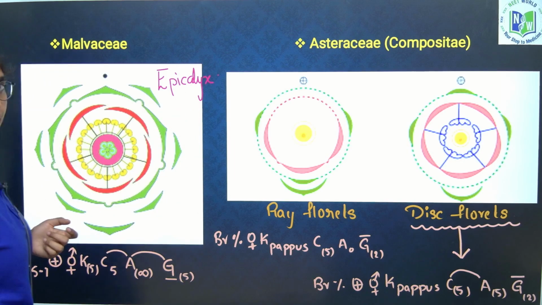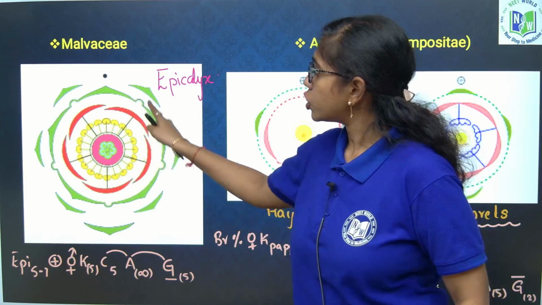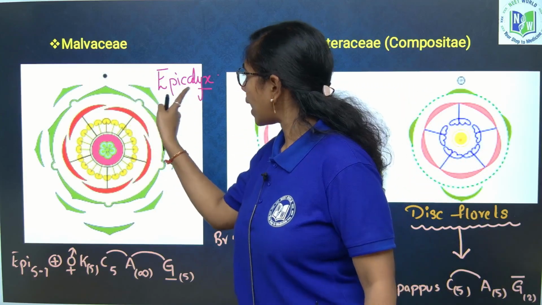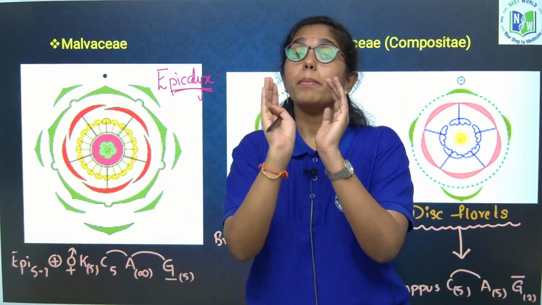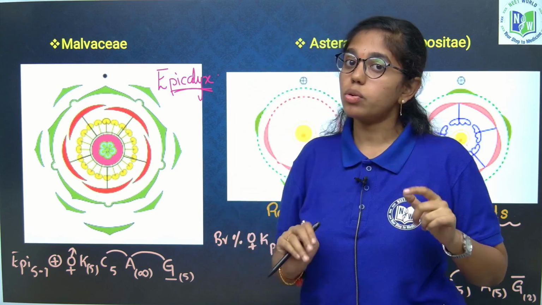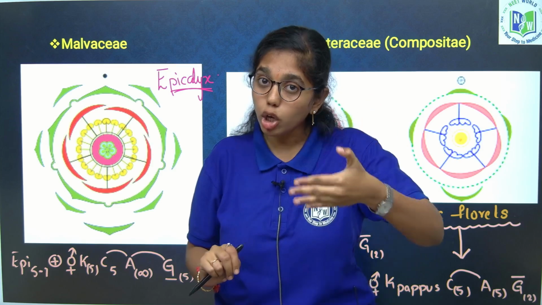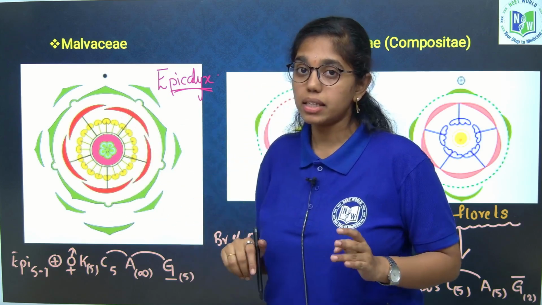Is epicalyx and persistent calyx one and the same? No. Epicalyx you will see in Malvaceae. Epicalyx is nothing but green bract-like structures which are below the sepals. What is epicalyx, ma? Green bracts which are present below the calyx are called epicalyx.